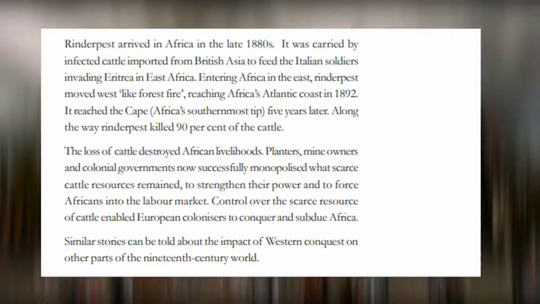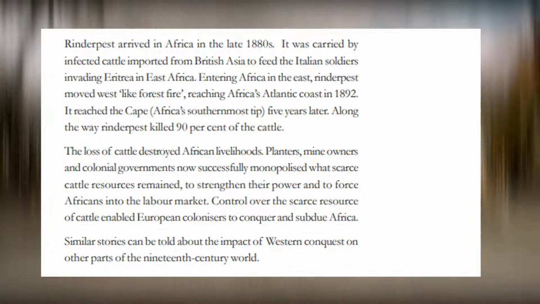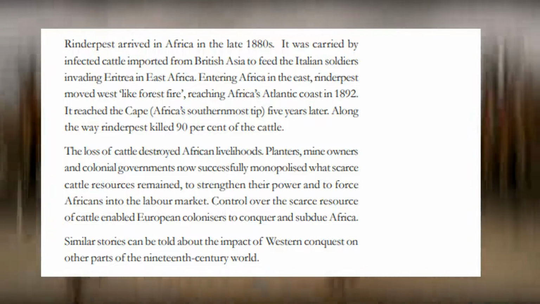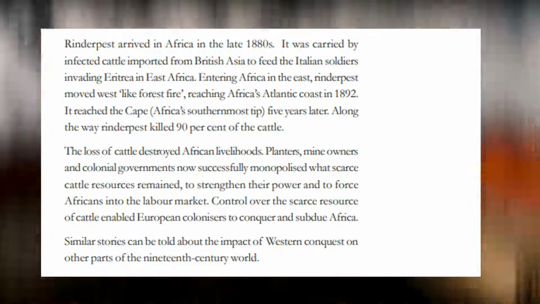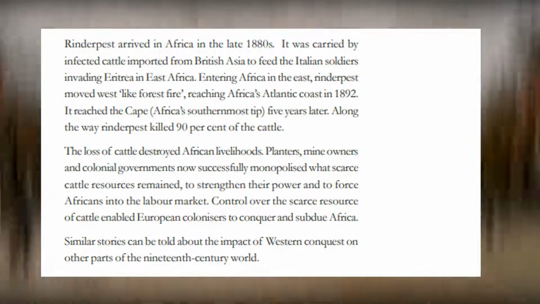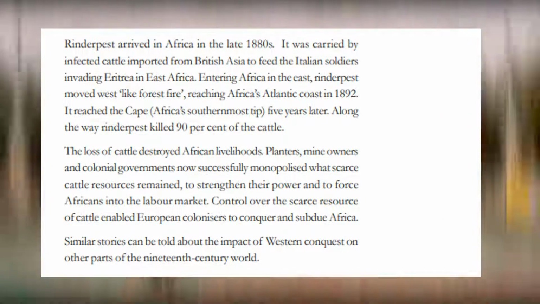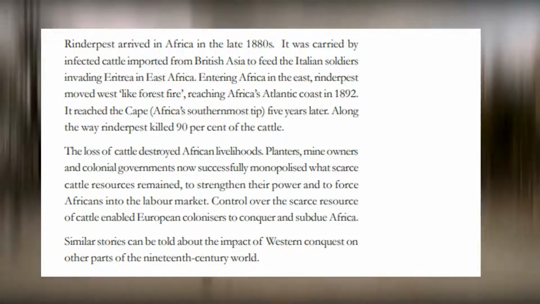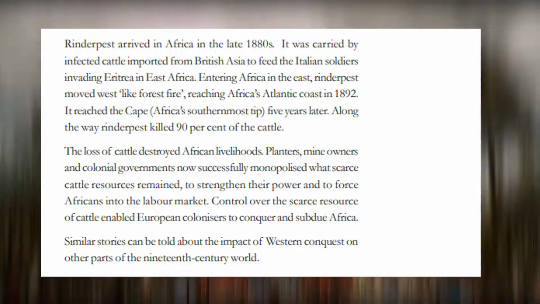Let's start. Rinderpest arrived in Africa in the late 1880s. It was carried by infected cattle imported from British Asia to feed the Italian soldiers invading Eritrea in East Africa. Entering Africa in the east, rinderpest moved west like forest fire, reaching Africa's Atlantic coast in 1892. It reached the Cape, Africa's southernmost tip, 5 years later. Along the way, rinderpest killed 90% of the cattle.